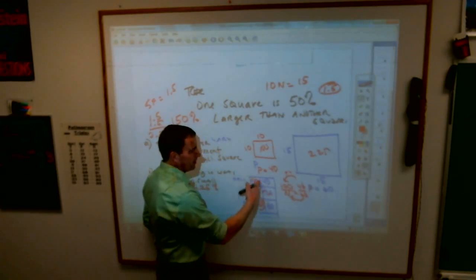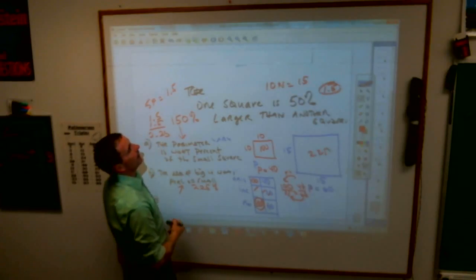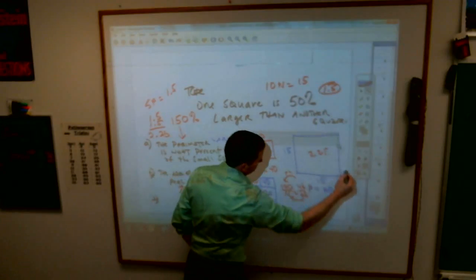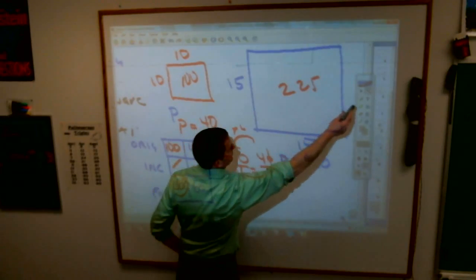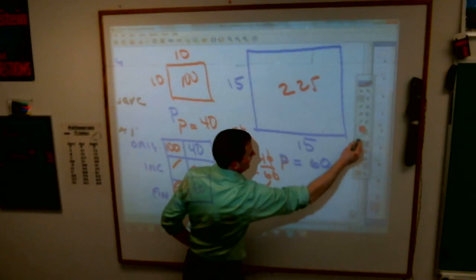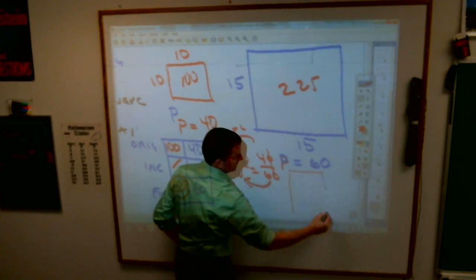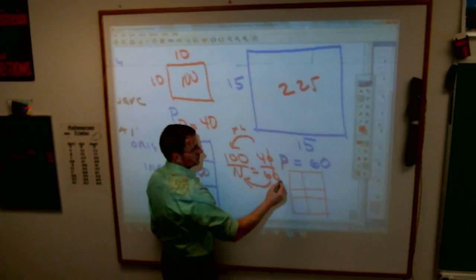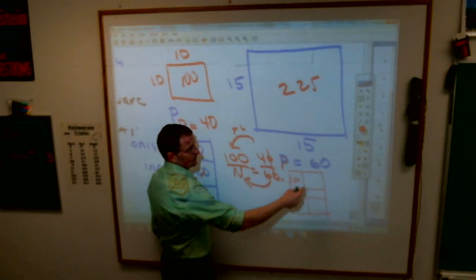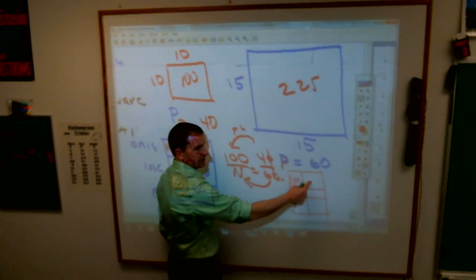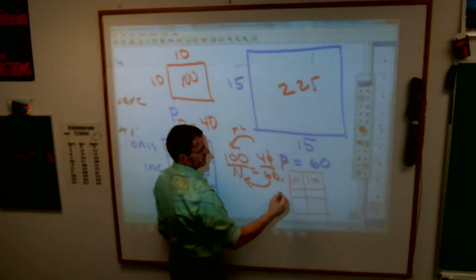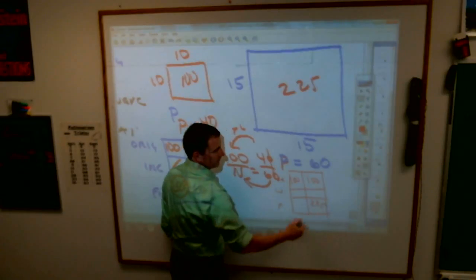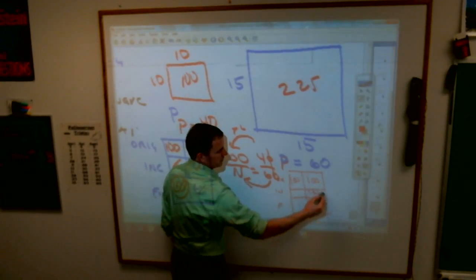225. If I plug all that back into my little percent table here, okay, my original was 100%. How big was my original? What was 10 times 10? Plus my increase, which I don't know. What was my final? 225, right? So this increased by 125.